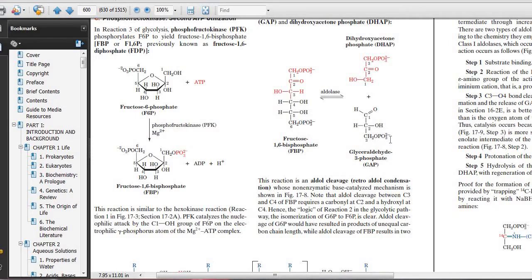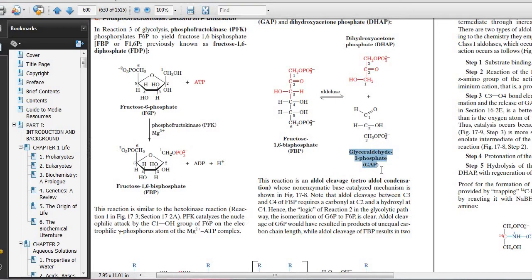Hello everyone. In this video tutorial we are going to describe reactions 5, 6, 7 and possibly 8 of glycolysis. In reaction 4, the aldolase catalyzed reaction, fructose 1,6-bisphosphate is converted to two molecules. One is dihydroxyacetone phosphate, and the other is glyceraldehyde 3-phosphate.